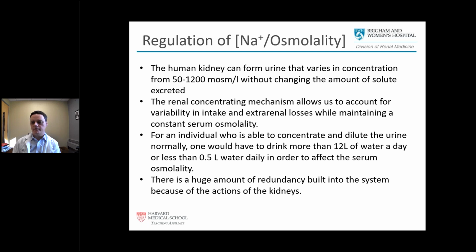So if you were to take a person who takes in a normal amount of solute, which roughly speaking is about 600 milliosmoles a day of solute, that's what we generally take in our diet, the average individual who can concentrate or dilute their urine fully would have to drink more than 12 liters of water a day or less than 0.5 liters of water a day in order to affect the serum osmolality. So we have a huge amount of redundancy built into the system because of the action of the kidneys. And we're able to really remarkably vary the amount of water that we excrete depending on how much we drink.